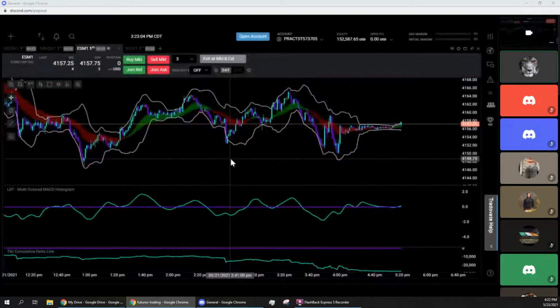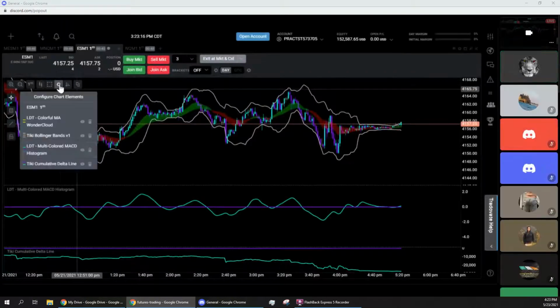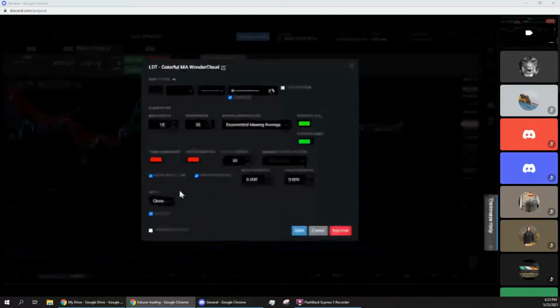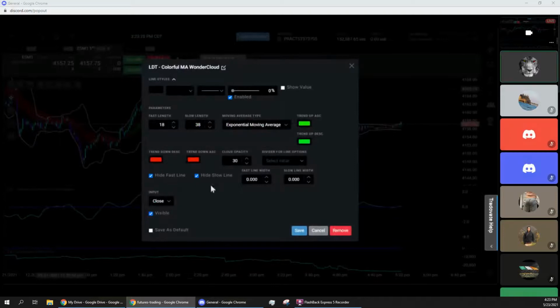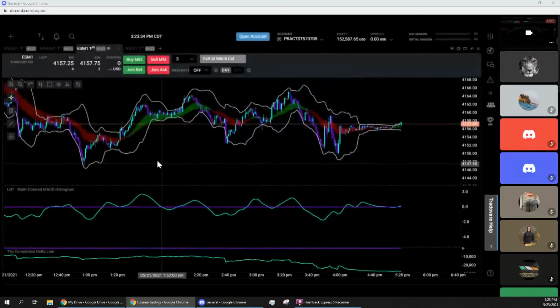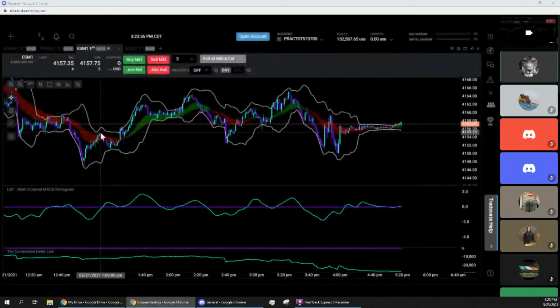All right. So as you can see, there's a little bit changed in terms of what you're looking at. Realistically, the only thing that I have done is my cloud is a little bit different. I just disabled the fast line, slow line. I didn't like them being there. I wanted just to see the cloud. And the length is already the same. Bollinger Bands, everything's the same.